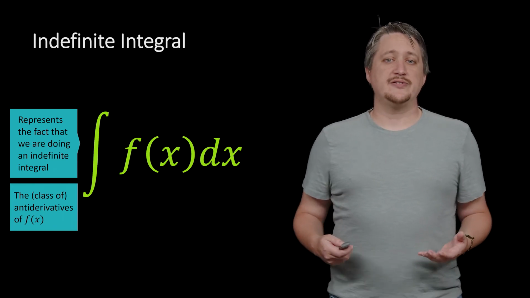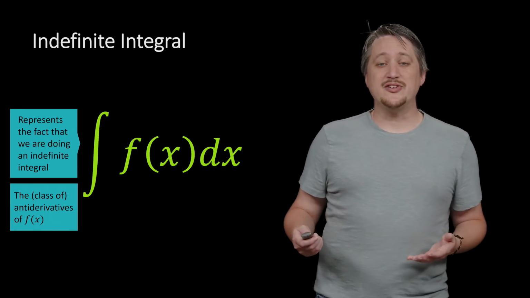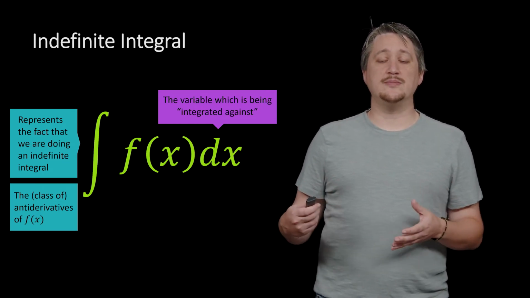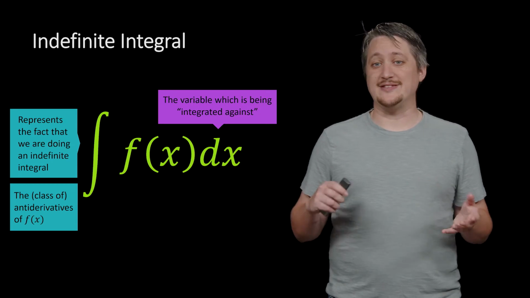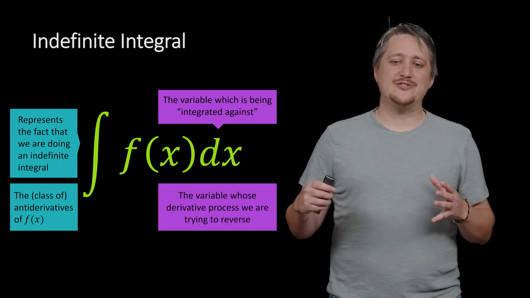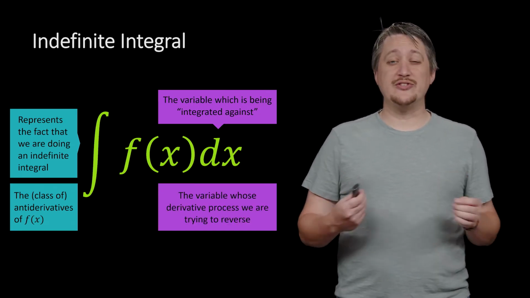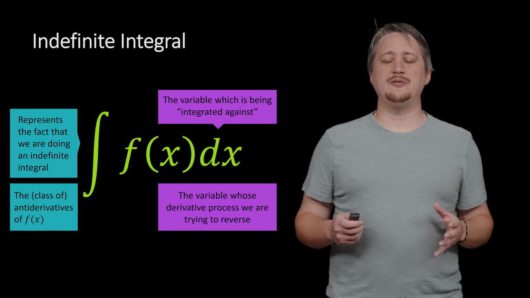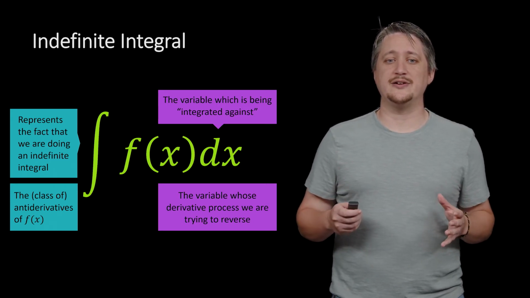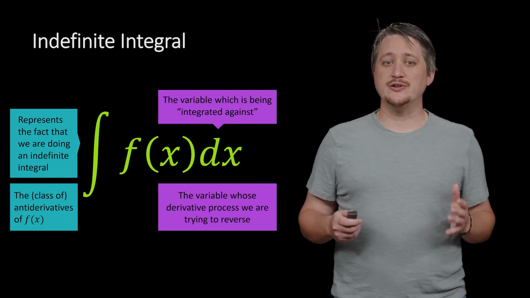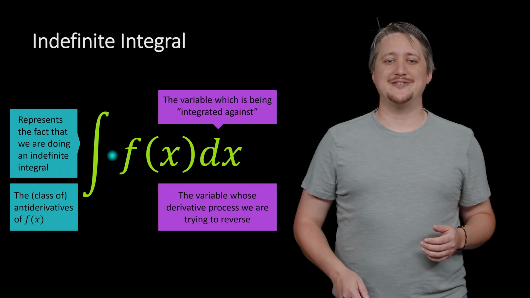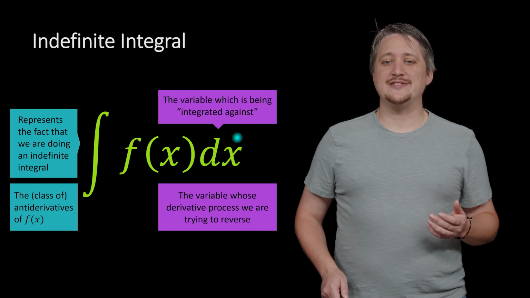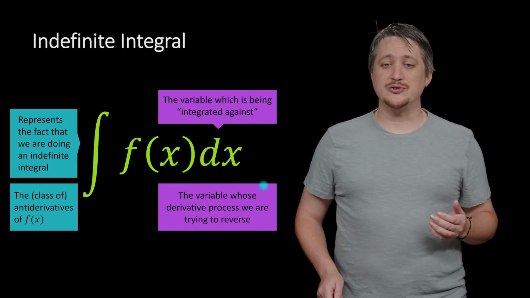The other part of this that is maybe a bit mysterious is this dx at the end. The dx is telling you the variable that you're integrating against, the variable that you're trying to reverse this process for. The way you want to think about these symbols is kind of like parentheses, okay? There you have the open parenthesis, the start of the process, which is this squished long S looking thing. And then the closed parenthesis is this dx or whatever variable you're using.